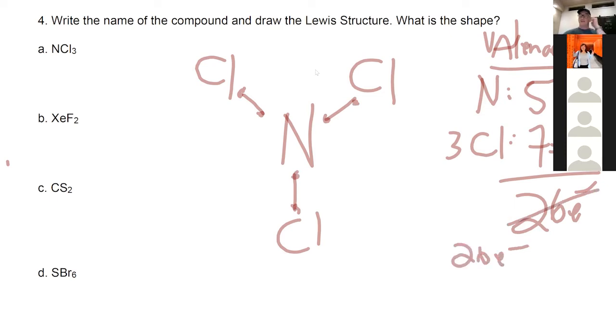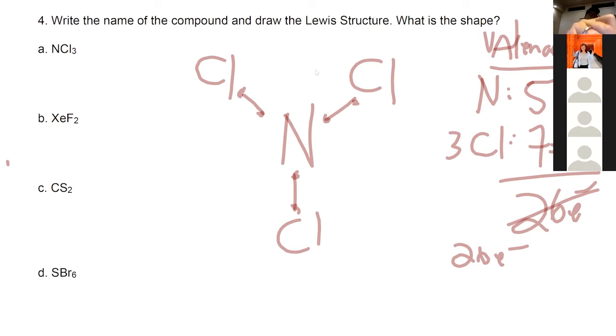When you have electrons left over, where do you put them? Where do you start putting them? Go around the chlorines. Yeah, around the outside, just like the old do-si-do. You go around the outside. So we got 20 to get rid of.